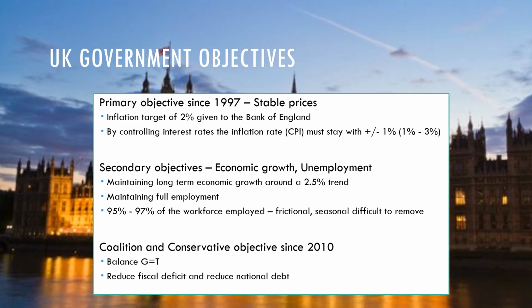A third objective, particularly relevant for the Conservative government and the coalition government before that, is to try and balance the government's budget. Currently, the government spends more than it receives in taxation, and as a result is increasing the national debt. So one of the targets has been to make sure that government spending is the same as taxation, although this target is not likely to be met until after 2020.